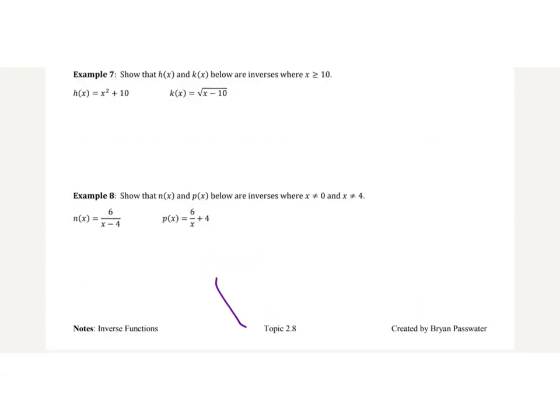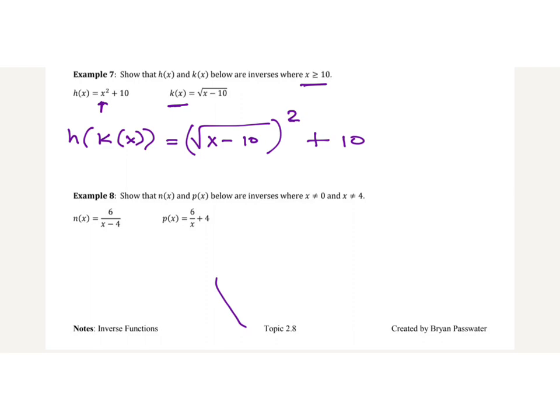So if we did that here, show that h of x and k of x below are inverses. Why did they stipulate here that x has to be greater than or equal to 10? Because that means the graph is inverted. So on k of x, we don't have some kind of imaginary situation, right? So if we show that they're inverses, that means I'm going to put k of x in place of x into h of x. I'm going to do right now h of k of x. So that means I have the square root of x minus 10 squared plus 10.